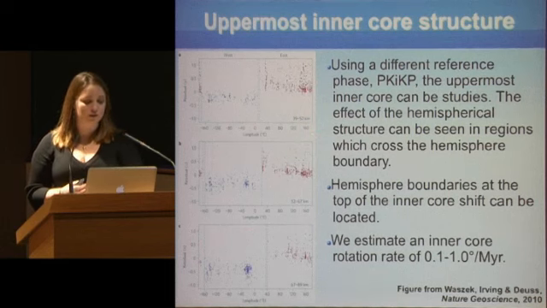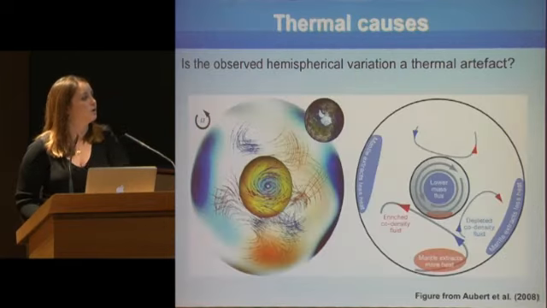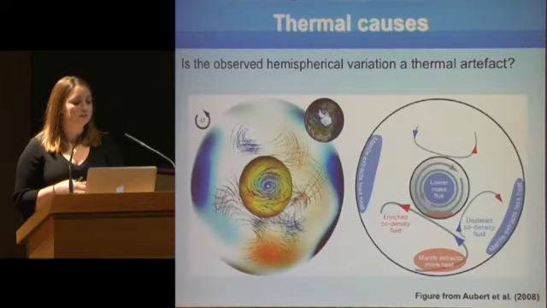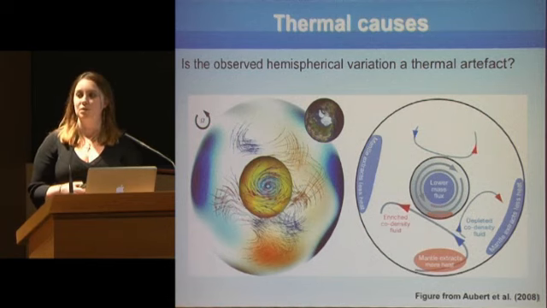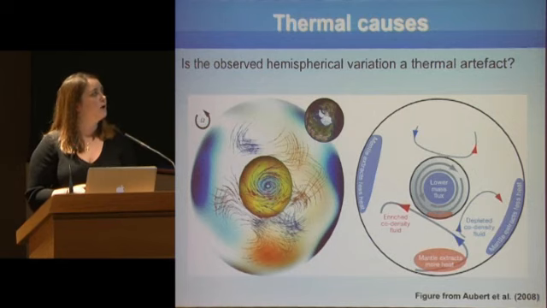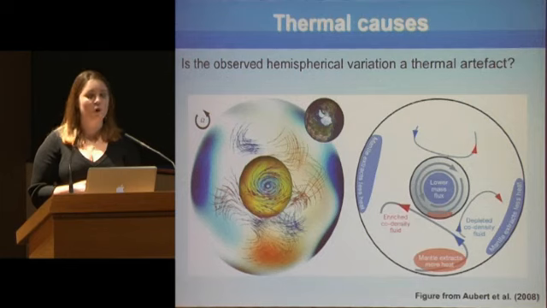Annie has already mentioned different causes for the hemispherical structure, but briefly they can be divided into 3 different sorts. So we have possible thermal causes, and this is work that maybe Julien will talk about later today, but if we have different thermal gradients in the outer core, we may then find that we have different sorts of growth on the inner core boundary.